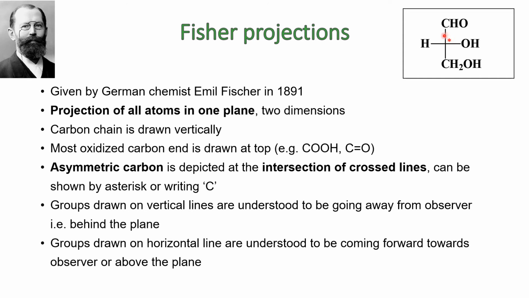Now the asymmetric carbon atom is at the intersection of the lines. You can also write carbon here, but it is not preferred majorly. You can also denote it by writing a star over here. So the star indicates it is an asymmetric carbon atom. Now the groups which are present on vertical lines, say this aldehydic group and this alcohol group, are understood to be going away from the observer. Whereas groups which are on the horizontal line are depicted as facing towards the observer or above the plane.